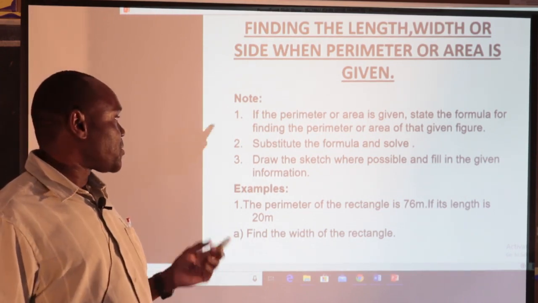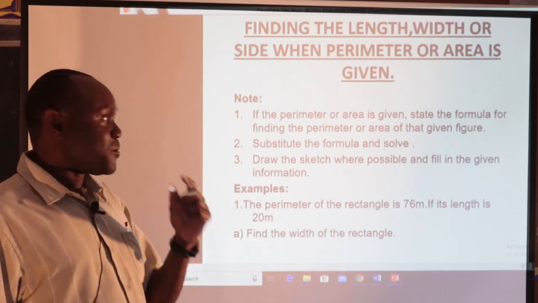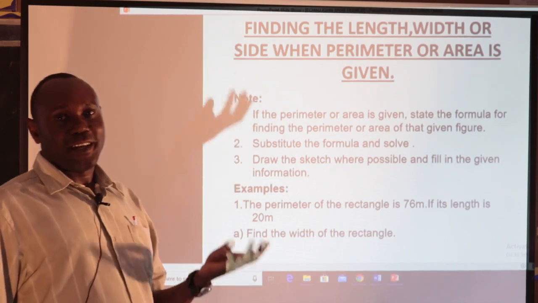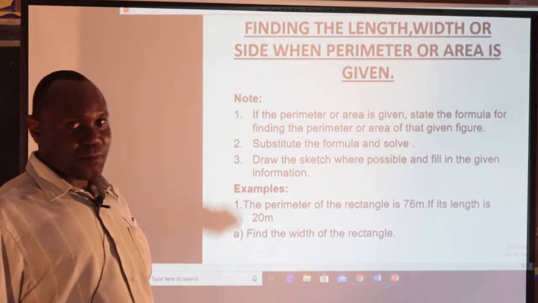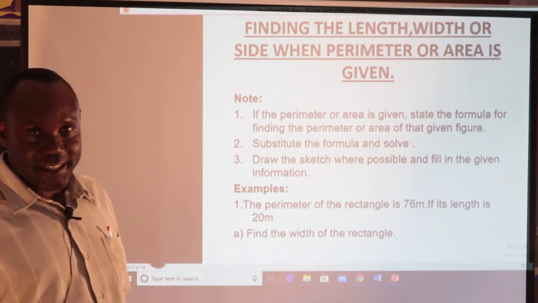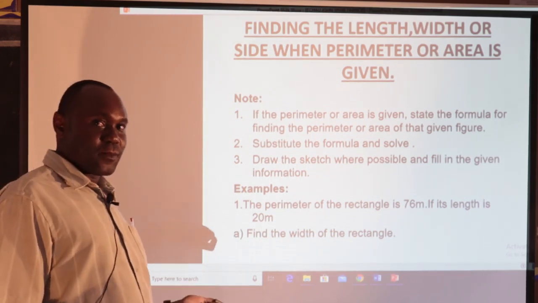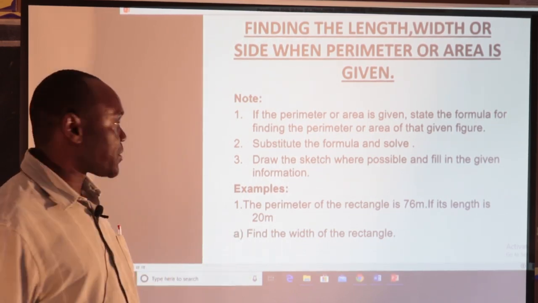That's why the instructions are always given as: study the figure below. You have to study it and you must know whether it is a rectangle, a triangle, a square, a trapezium, a kite, a parallelogram, or a rhombus. Name them. So you must have the formulas at your fingertips.